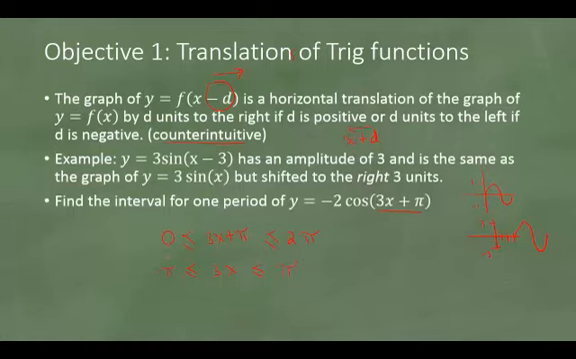So that gives us 0 minus pi is negative pi, 3x plus pi minus pi is 3x, 2 pi minus pi is pi. Then we're going to divide everything by 3. That'll give us negative pi over 3 is less than or equal to x is less than or equal to pi over 3. That's where this function is going to repeat itself, from negative pi over 3 to pi over 3.